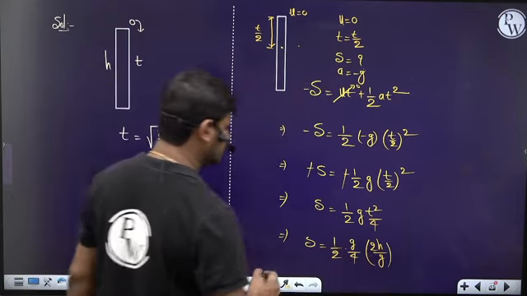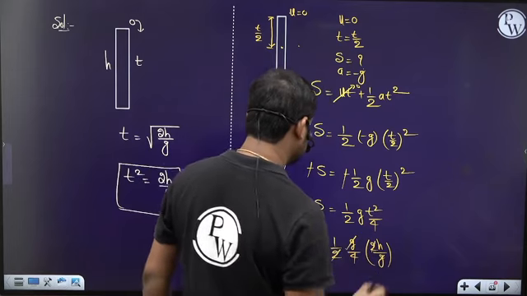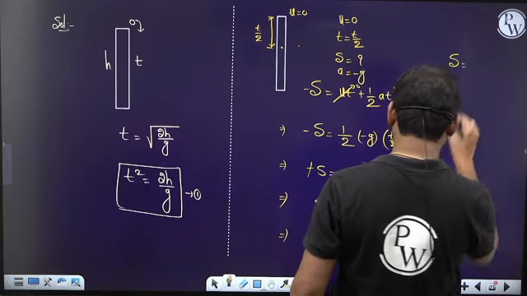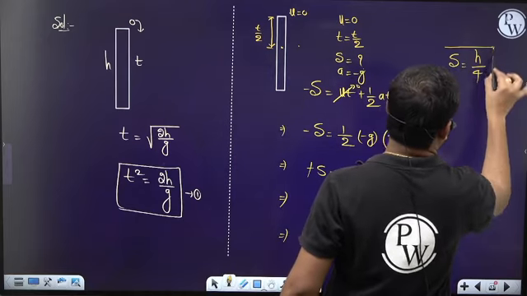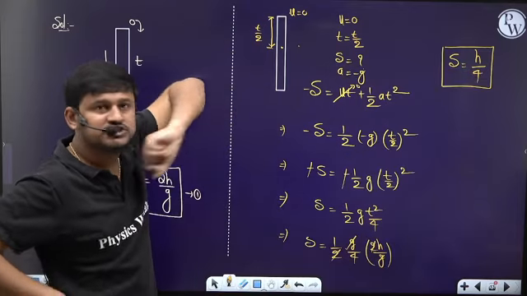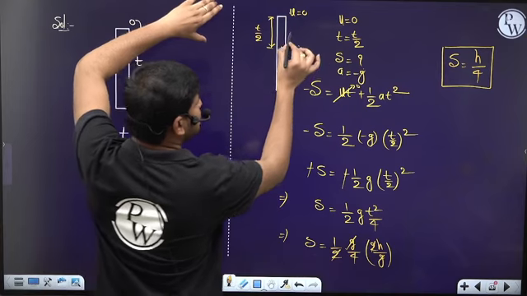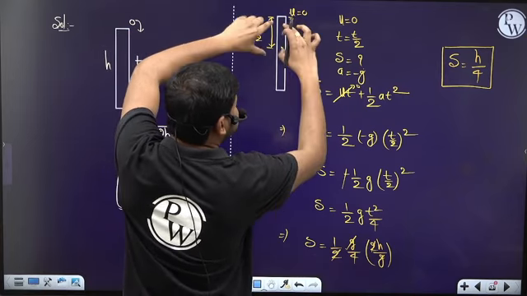Fine. Now see here. g cancels, 2 cancels. Therefore s is equal to, here h by 4 remained. s is equal to h by 4. So in t by 2 seconds, what does that mean? s is equal to h by 4. In t by 2 seconds, the body has covered h by 4 distance from the top.